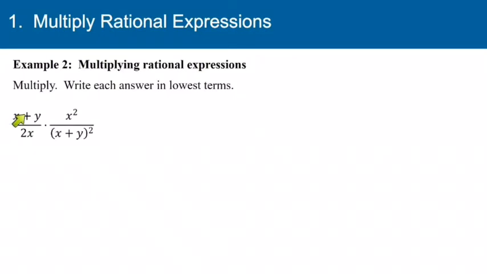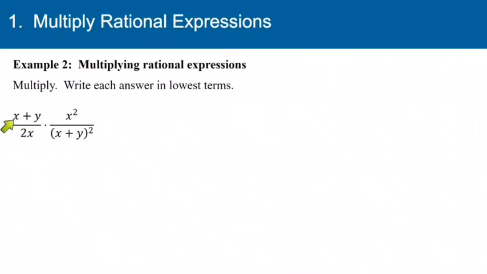So here we have (x plus y) over 2x times x squared over (x plus y) squared. It says multiply. Your first instinct might be to multiply this out using the FOIL method, but that would be the wrong move. Remember, when we are multiplying rational expressions, what we really want to do is reduce. Reduce, reduce, reduce. Okay, so let's write this out in a factored form.